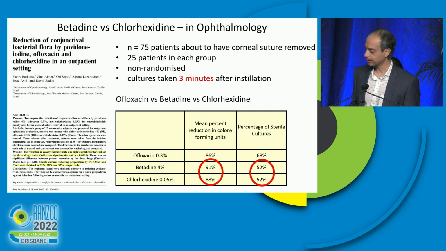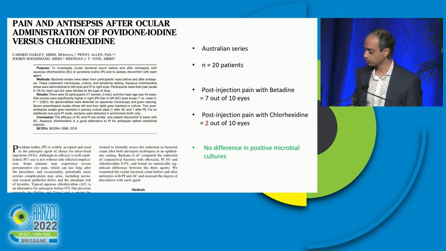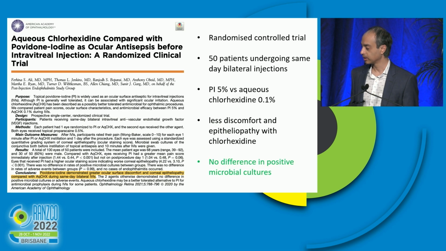This was a clinic-based study that showed equivalence between betadine and chlorhexidine. The important thing to see here is that they left the antiseptics on for 3 minutes, and it's thought that chlorhexidine needs a longer contact time compared with betadine. This small study from Australia showed reduced post-injection pain with chlorhexidine compared with betadine, and no difference in positive microbiological cultures. This larger randomised control study from the US basically showed the same thing. And these were patients having bilateral injections. One eye got betadine, one got chlorhexidine.